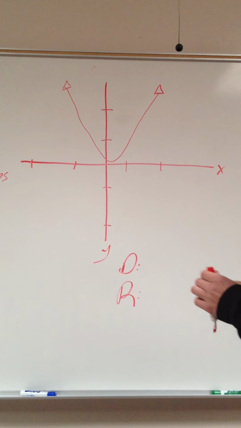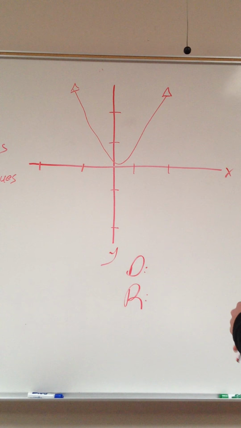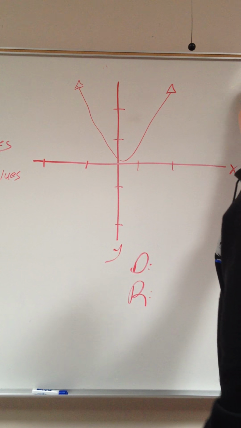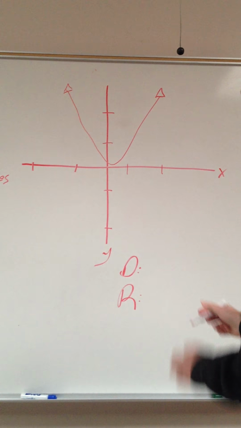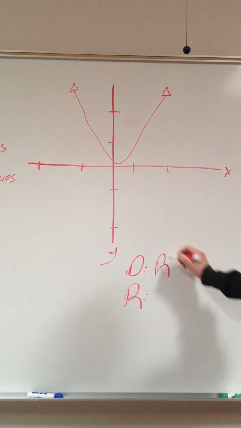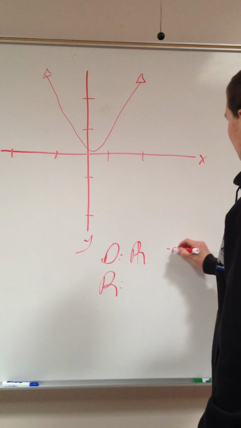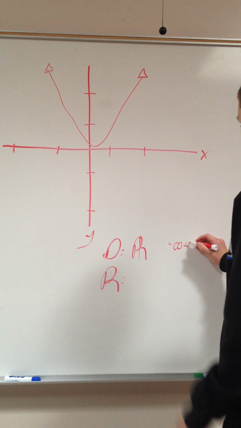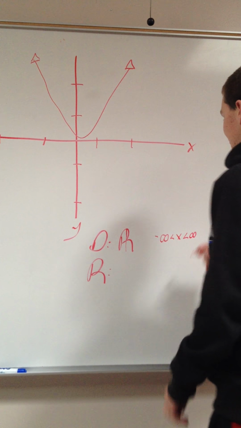and see how far over to the right or to the left it can possibly go. And so for this parabola, it can go infinitely to the right and infinitely to the left. So then that's all real numbers. And that can also be displayed as negative infinity is less than x is less than infinity.